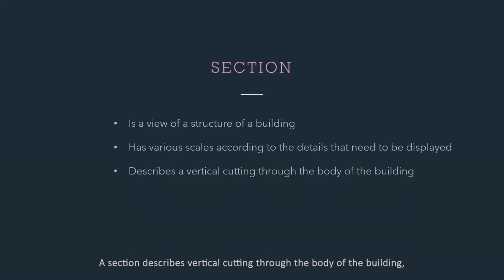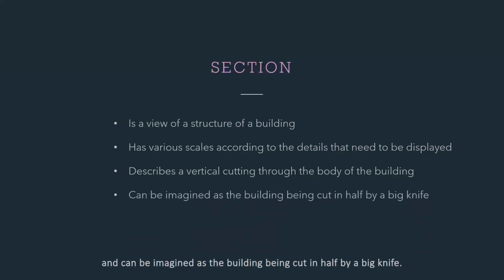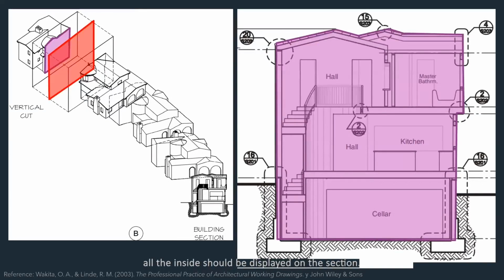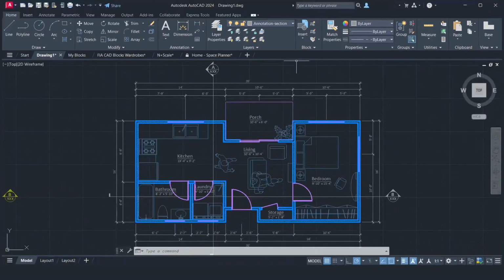A section describes a vertical cutting through the body of the building and can be imagined as the building being cut in half by a big knife. If we cut the building here, all the inside should be displayed on the section. Open our floor plan in AutoCAD. Use copy command to make a copy of the floor plan.